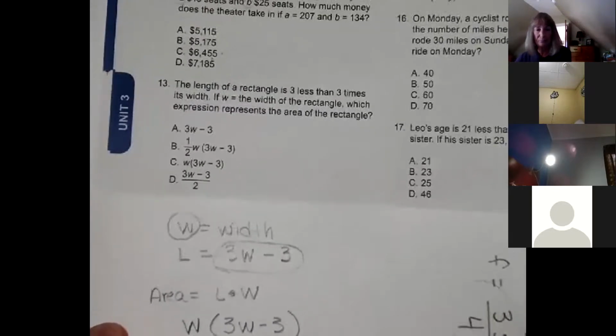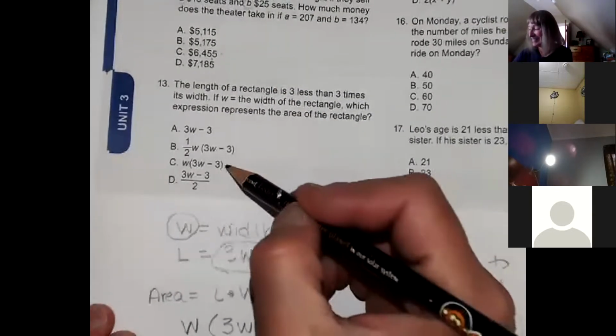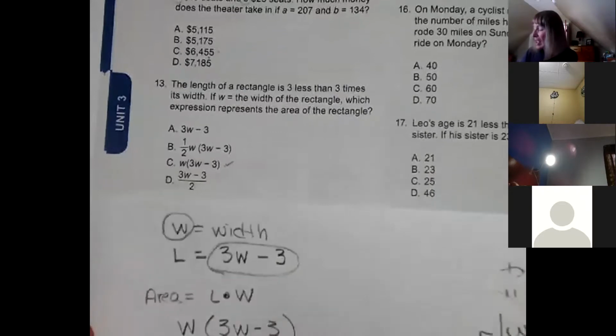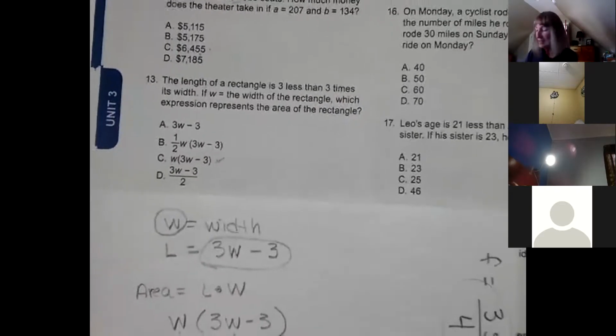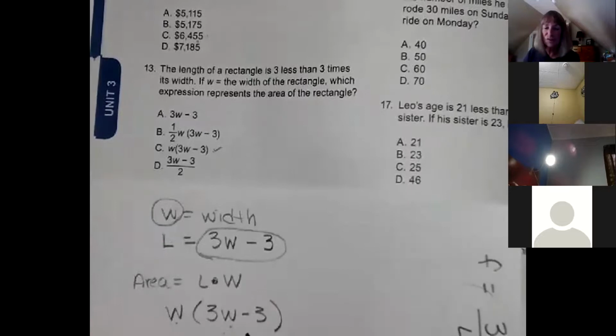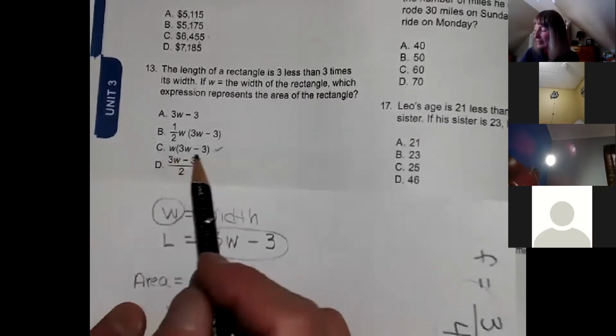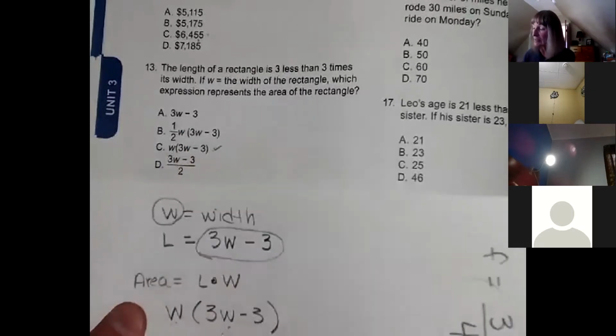Oh my goodness. Thank goodness, it's not C or D or B. It is C. Look, that's exactly what we have here. Oh, it is. Look at that. They didn't make us do the distributive property.